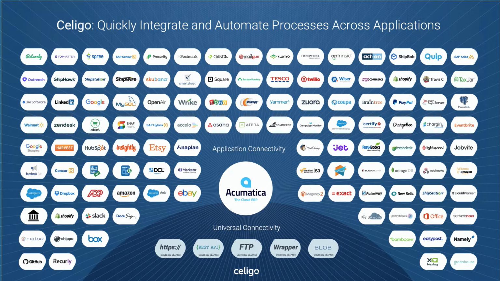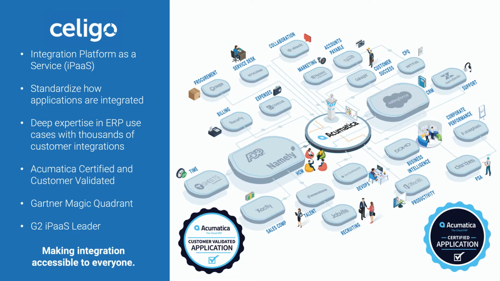So Celigo is an integration platform, and with it you can connect to thousands of different applications quickly without having to go into custom code or build each of these integrations from scratch. So you can choose from hundreds of applications that are already in our product, or you can also leverage universal connectors such as RESTful API adapters and HTTP adapters to be able to quickly connect to thousands of other applications. So Celigo allows you to standardize how all applications are integrated within an organization.